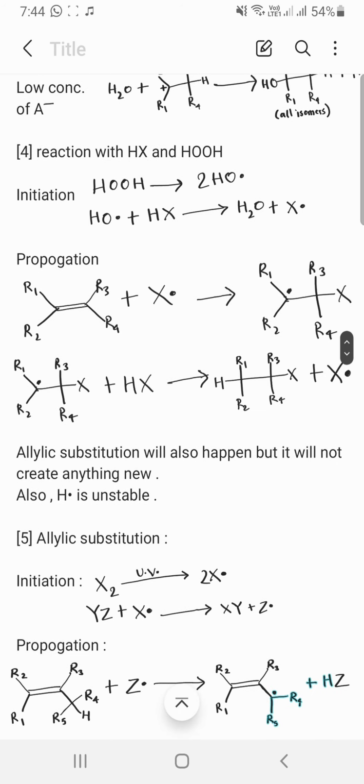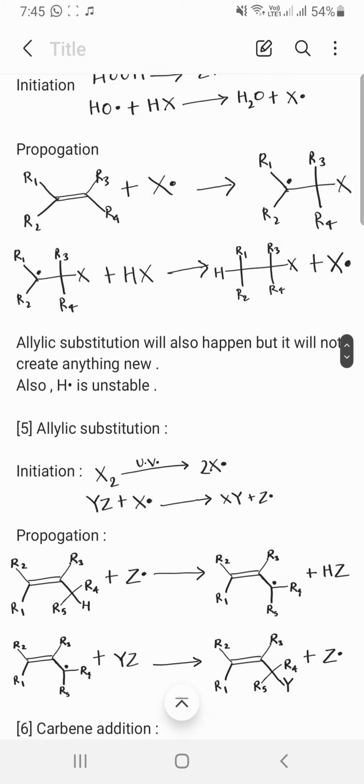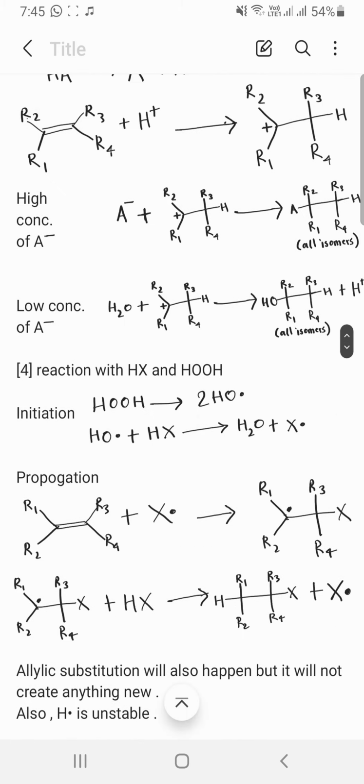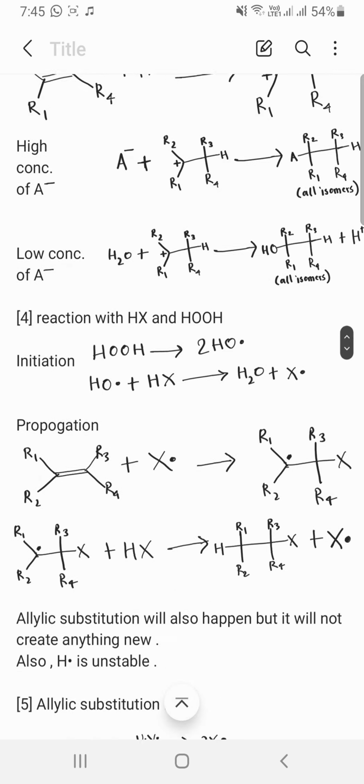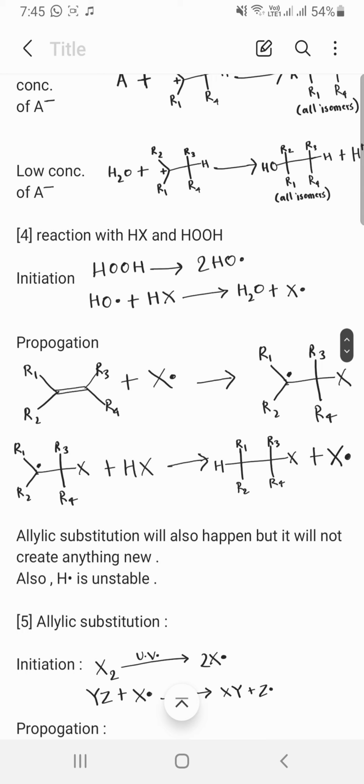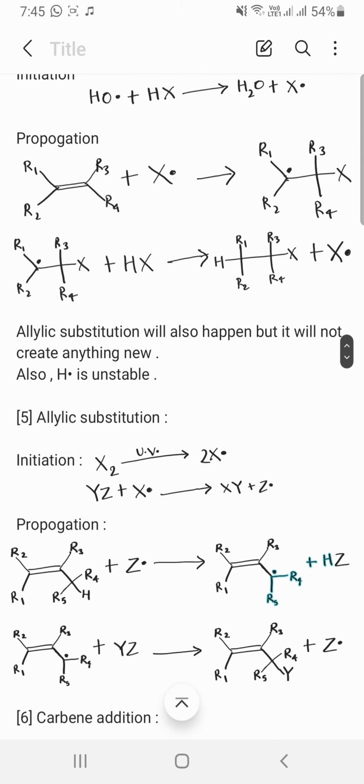Okay, reaction with HX and HOOH. In this case the stereochemistry is regio, fine. So the whole thing is in reverse. So HX adds the opposite way of what it should have been if this was just HX. Okay, cool.